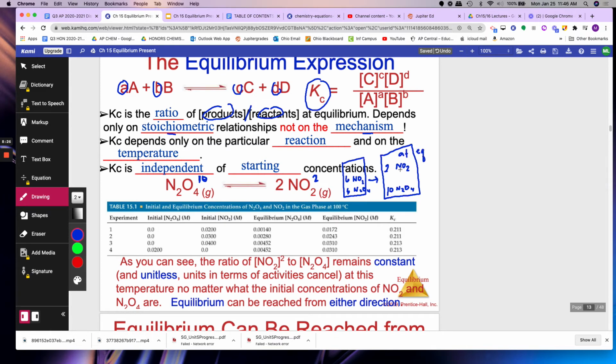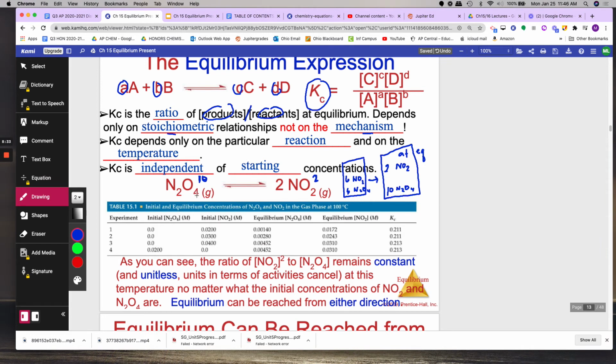So what's the ratio of products to reactants? The ratio is 2 squared to 10. That's the ratio. What if I start with different amounts? Well, when the reaction proceeds, some of the NO2 will turn into N2O4 until it becomes 2 to 10.